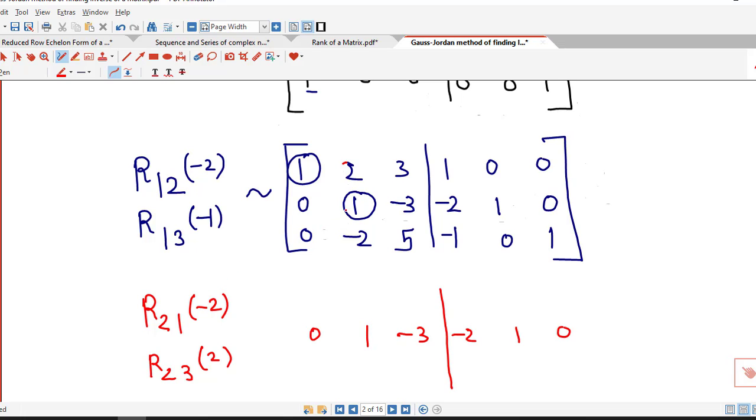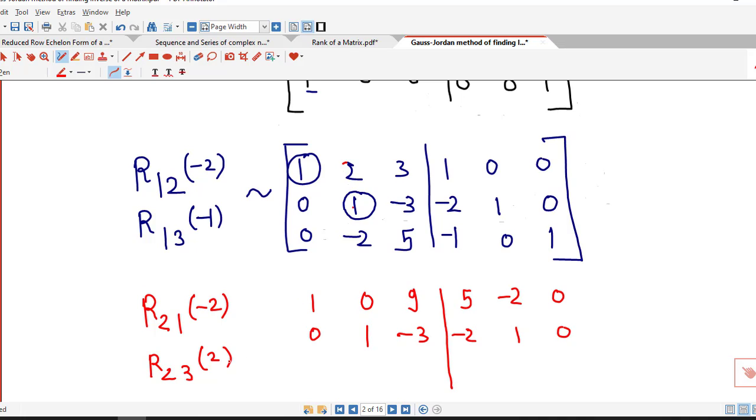We multiply second row by -2 and add here. So 0 into -2, 0 plus 1, so that is 1. 1 into -2, which is -2 plus 2, that is 0. -3 into -2, that is 6, plus 3, which is 9. -2 into -2, which is 4, plus 1, which is 5. 1 into -2, which is -2, plus 0. 0 into -2, 0, plus 0.